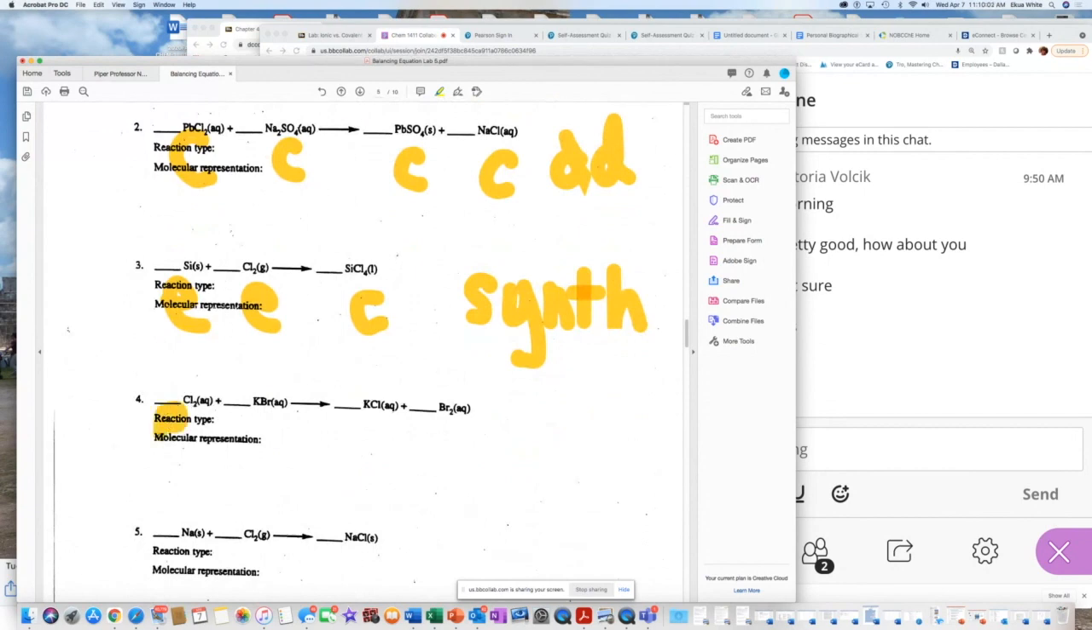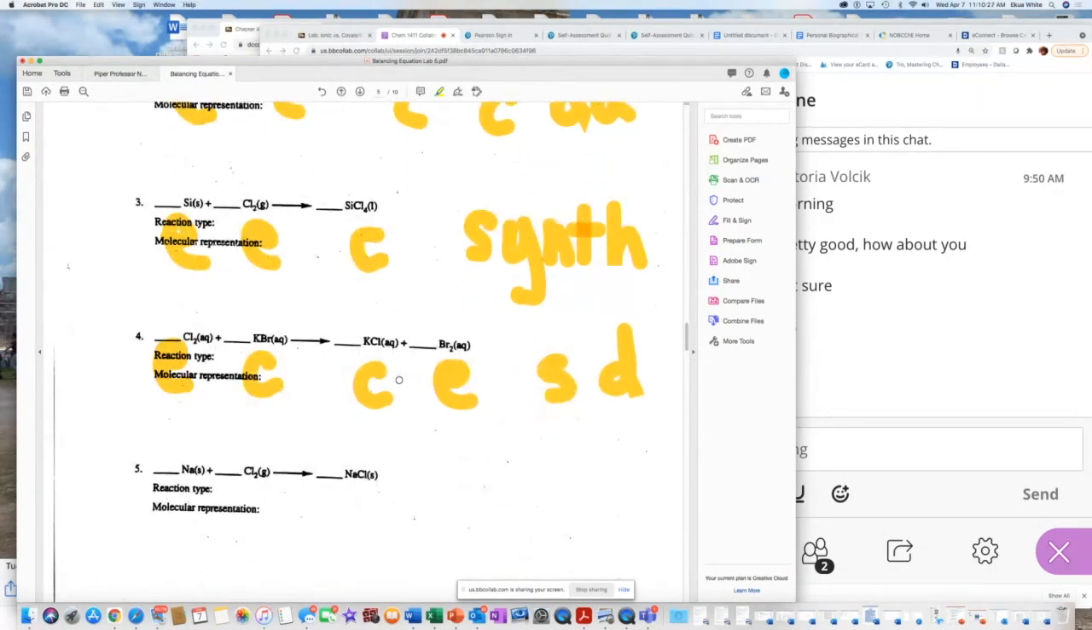Let's see here. Element, compound, compound. Oh, I knew it. They won't allow me to write like that. So E-C-C-E. I told you before, when you have C and E on the left and C and E on the right, then you have single displacement, versus when all four are C's, you have double displacement. Okay.